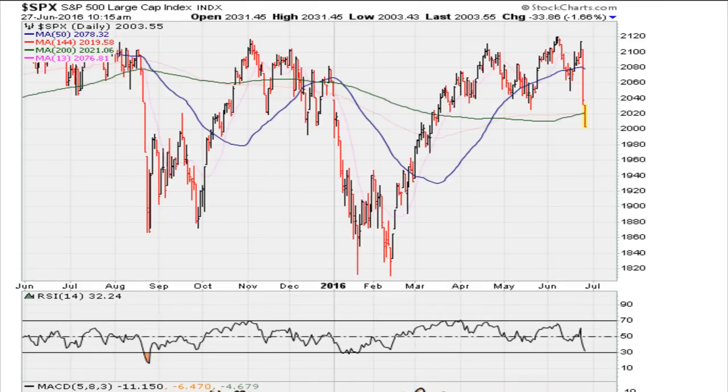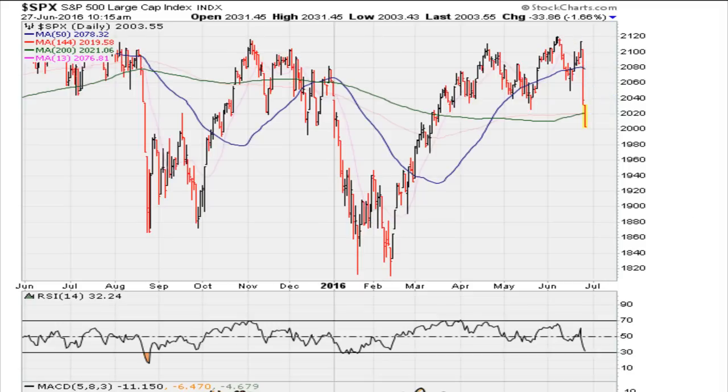Let's take a look at markets here, with the market open for about 45 minutes, being a Monday. And we can see after the huge drop here on Friday, a huge drop worldwide, the market is following through early on Monday. Now the question is what next after these two huge down days.